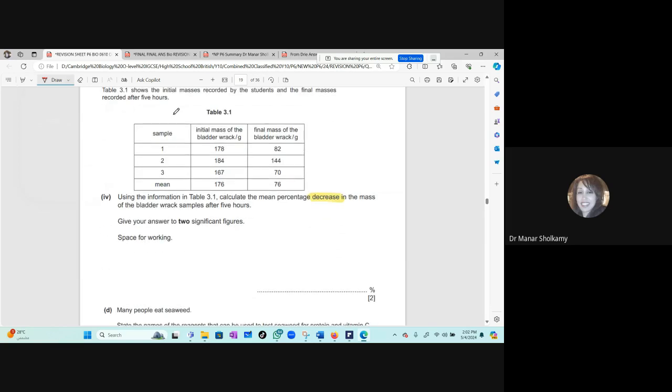So the initial mass, sample, final mass after 5 hours. What is the starting mass? What is the starting mass? 176. Yes, this is the initial mass, so this is the starting mass. And what's the final mass? 76. Yes, this is the final mass. So please identify your values first. So 76 minus 176 divided by how much?